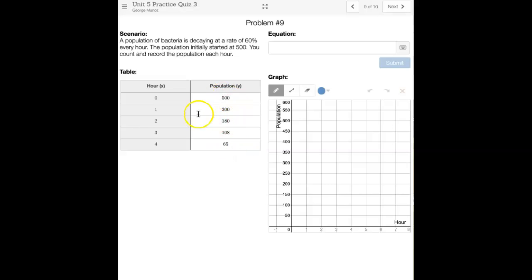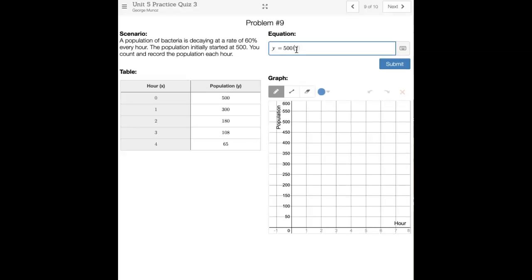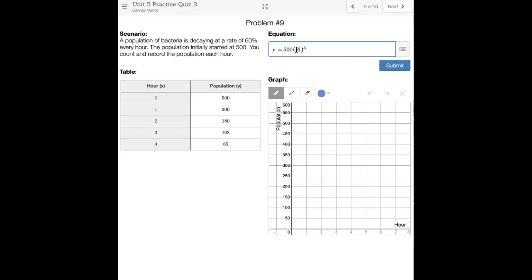Okay, so again, decaying at a rate of 60%, starting out at 500, 500 times 0.6, 300 times 0.6, 180 times 0.6, 108, and so on. The equation for this, guys, it's definitely exponential, okay? Anytime something's changing by a percent, it's definitely multiplying. If it's multiplying, it's definitely exponential. So y equals a times b to the x, where a is the initial value, 500, and b is the rate of change, which is 0.6, and that's going to be to the x power.